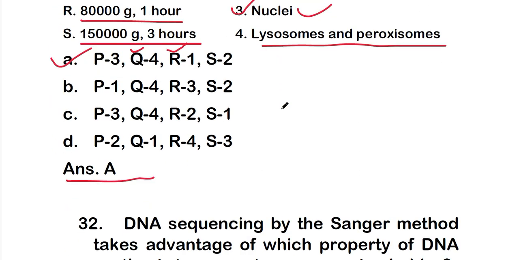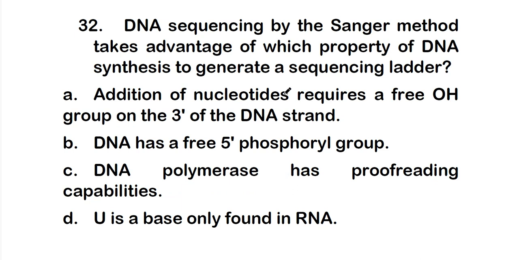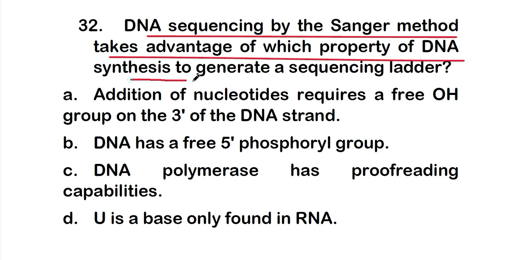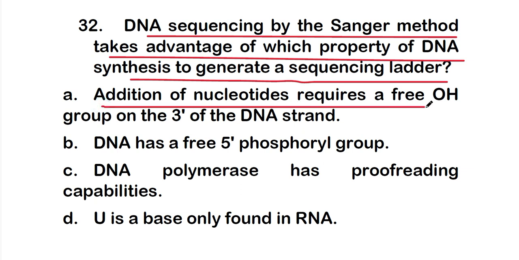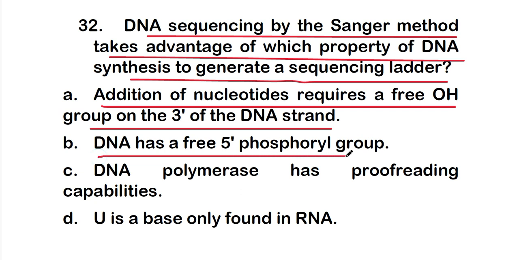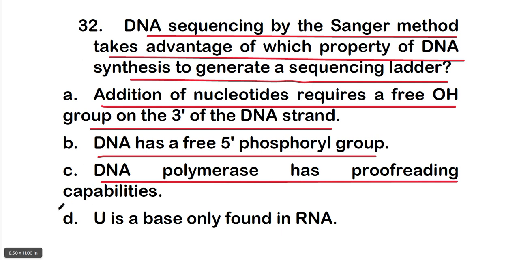So let's move on to the next question, question number 32. DNA sequencing by the Sanger method takes advantage of which property of DNA synthesis to generate a sequencing ladder? The options are: option A, addition of nucleotides requires a free OH group on the 3' of the DNA strand. Option B, DNA has a free 5' phosphoryl group. Option C, DNA polymerase has proofreading capabilities.